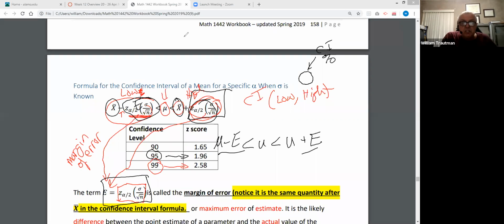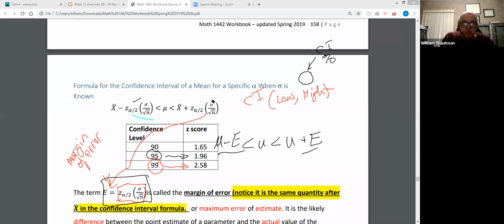Our confidence interval formula, this thing, and the margin of error. This part here is called the margin of error.